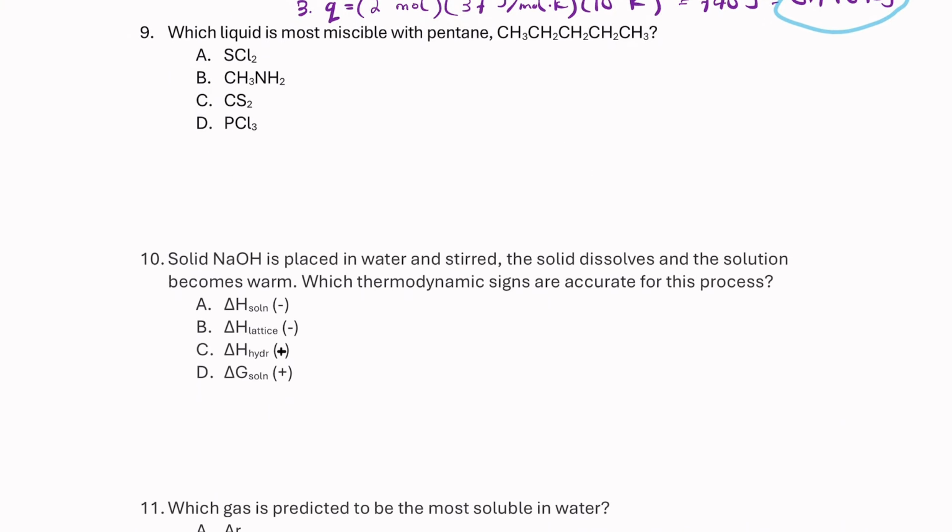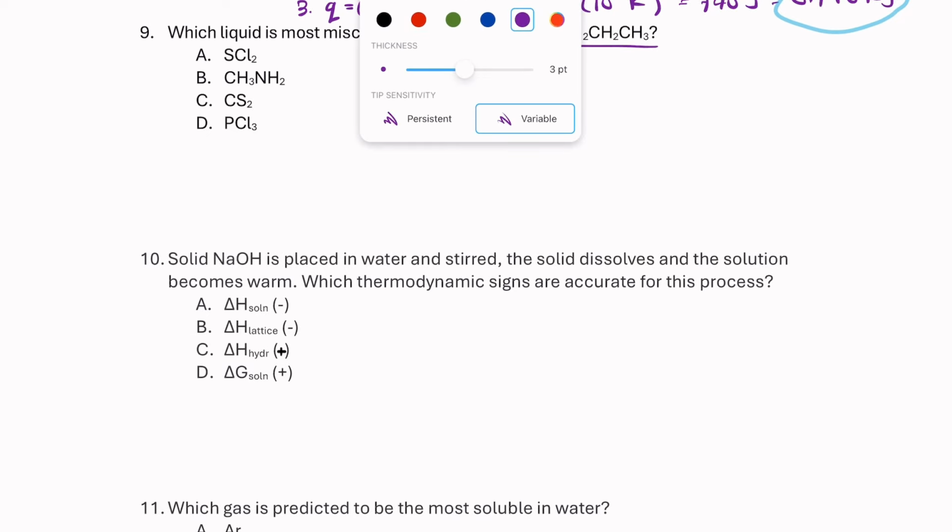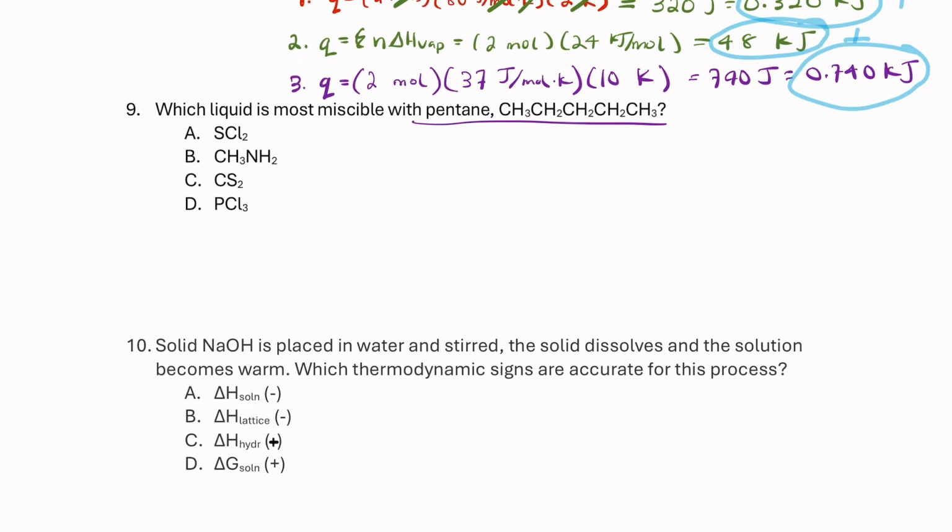9 says, which liquid is most miscible with pentane? Pentane is a non-polar hydrocarbon. The rule of thumb is like dissolves like. So we expect pentane to be most miscible with another non-polar liquid. So our game plan is to work through the answer choices and identify whether a substance is polar or non-polar.